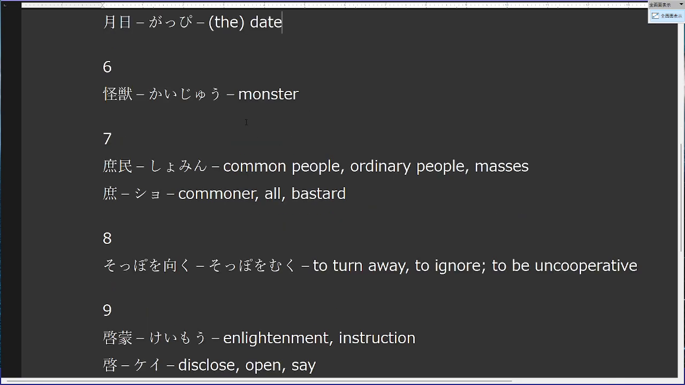Number six is kaiju. You've probably heard this word used in Godzilla and other cool anime shows about monsters. A kaiju is a suspicious beast. A suspicious beast is a monster, one that is kind of shaded in mystery and not exactly identifiable. A kaiju is a monster or a suspicious beast, literally translated.